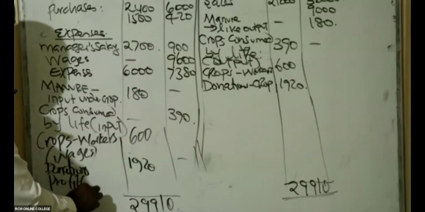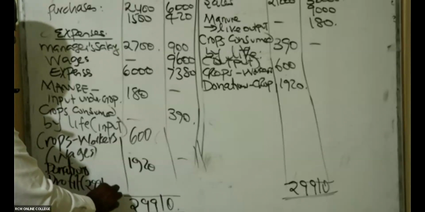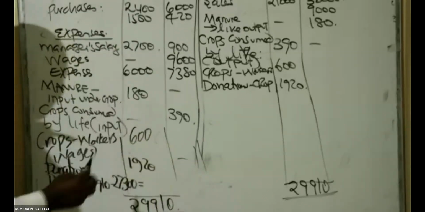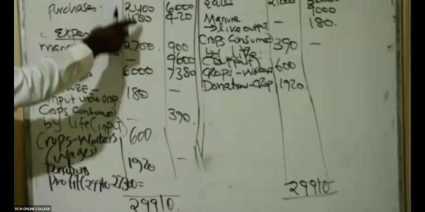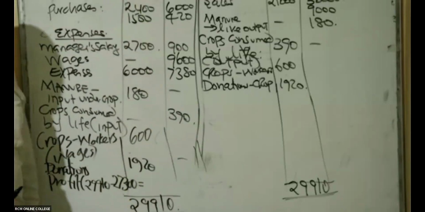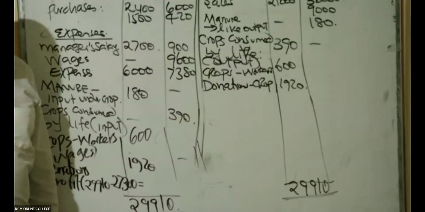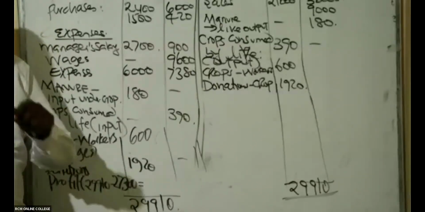So this profit is 29,910 minus 27,300. Is there somebody who is able to give me this profit here? It's a profit which I'll book here. $26.10.